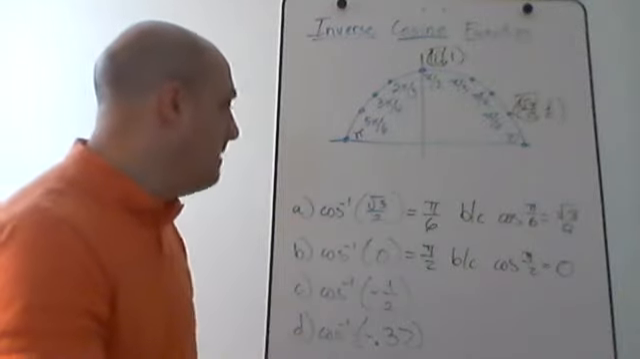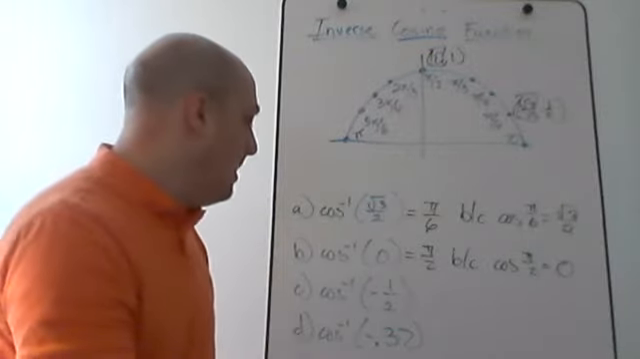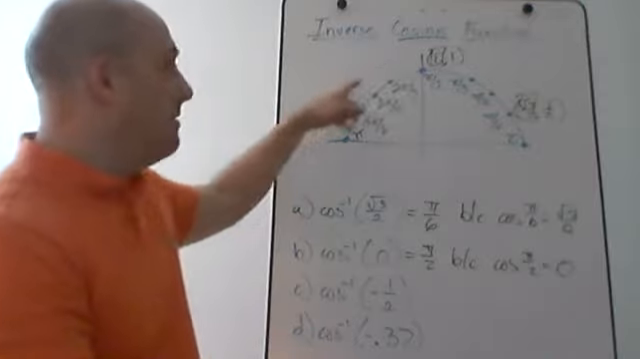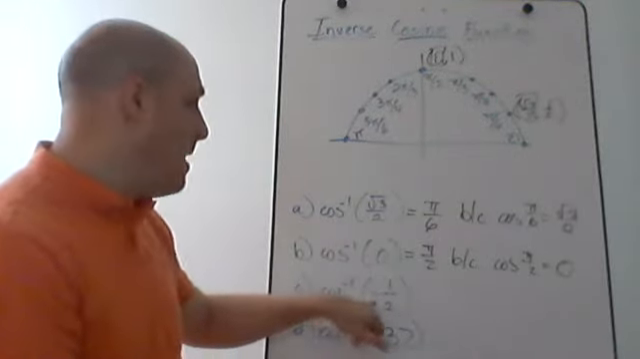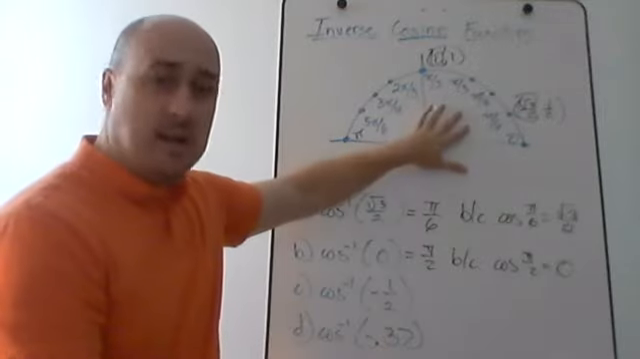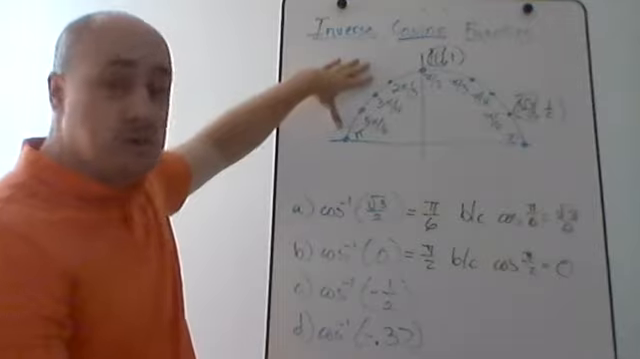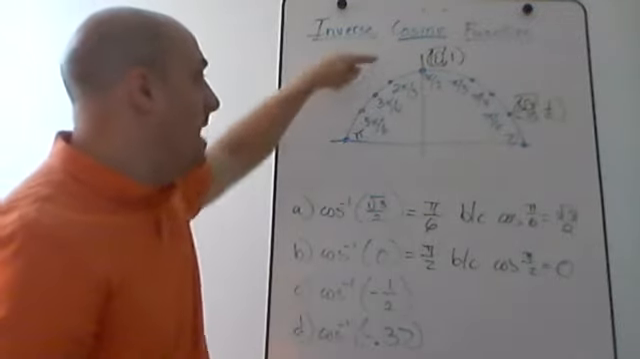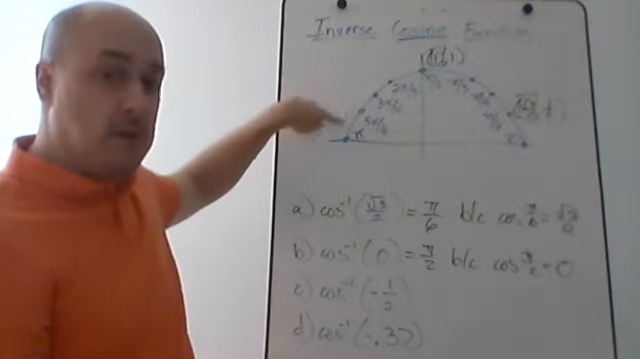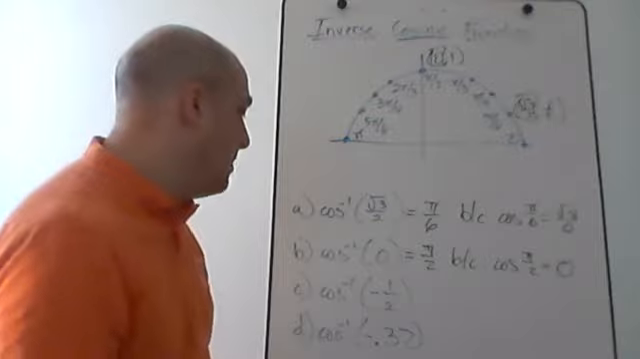All right, cosine inverse of negative 1/2. I'm looking for an x-coordinate of negative 1/2 from the top half of the unit circle. Well, I already know which quadrant it's going to be in. If my x-coordinate is negative, it's not going to be from quadrant 1, right? Quadrant 1 has all positive x-coordinates. Quadrant 2 is where I have negative x-coordinates. So I know if I'm looking for cosine inverse of negative 1/2, it's going to be one of these numbers from the second quadrant. It's got to be, because it has a negative x-coordinate.